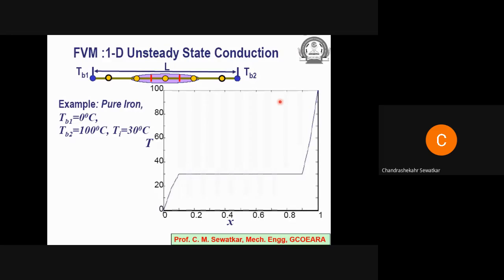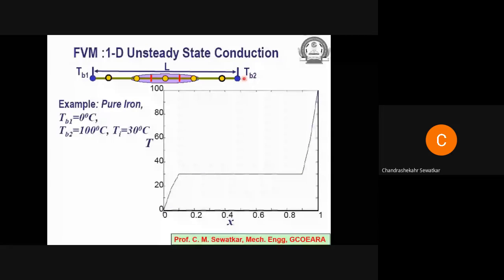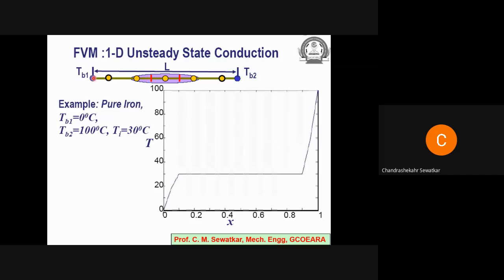Here I am sharing with you the solution which has been obtained for 1D steady state conduction, 1D unsteady state conduction. When it is 1D, the temperature here is TB1 and the temperature here is TB2. When it is 1D, we need two boundary conditions. Let's say TB1 is 0 and TB2 is 100 degrees Celsius. So heat will be transferred from this end to this end. And then I can assume Ti, that is the initial temperature, as 30 degrees Celsius.